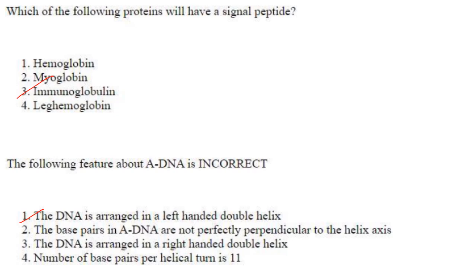Which of the following protein will have a signal peptide? So it is immunoglobulins. Answer is option 3. The following feature about a DNA is incorrect. The DNA is arranged in a left-handed double helix. No, it is right-handed double helix. So first statement itself is wrong. Left-handed double helix is for Z-DNA, not for A-DNA. So the answer is option 1.